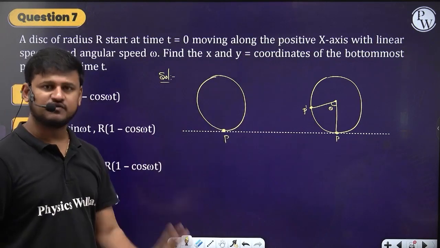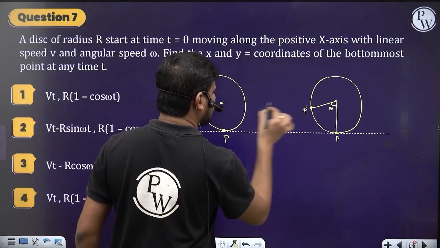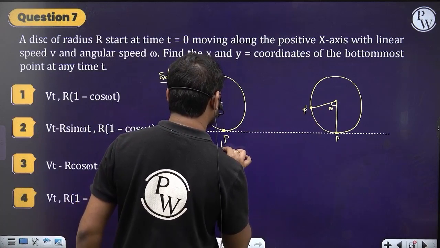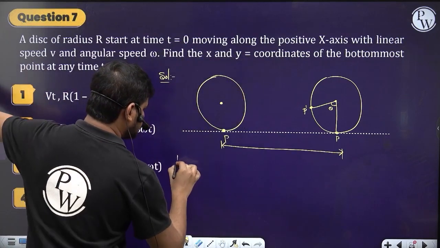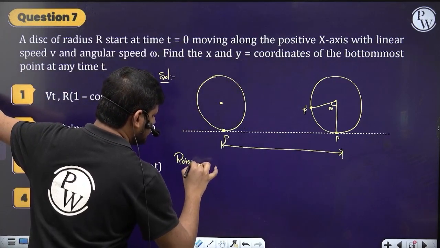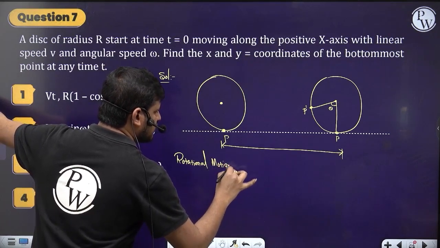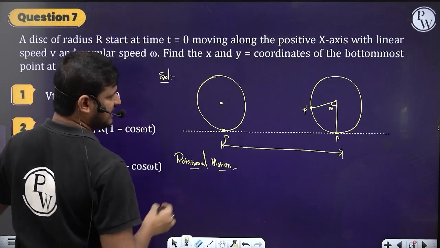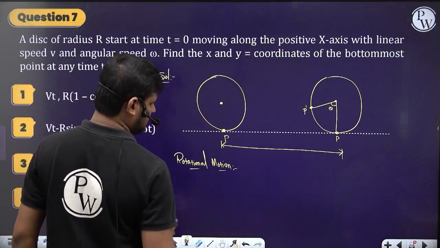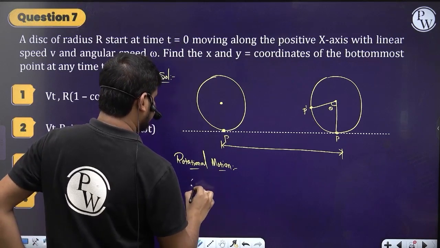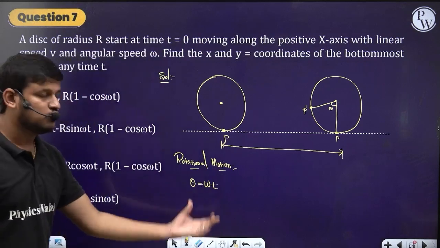Same procedure you can follow here. So how much angular displacement, and its center of mass is moving from here to here. This is the total distance from here to here. So first, consider the rotational motion of the particle P. This particle is rotating and moving here. So we can say that theta is equal to omega into t.